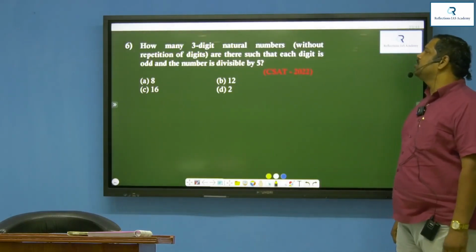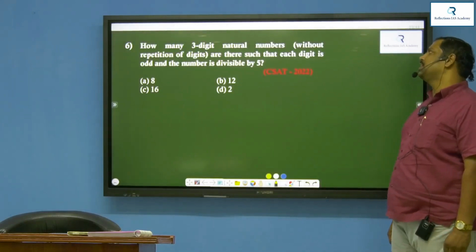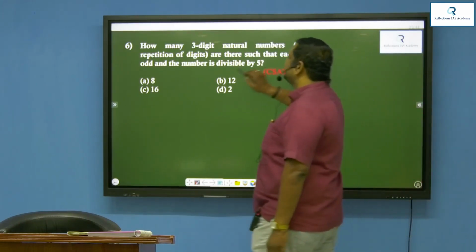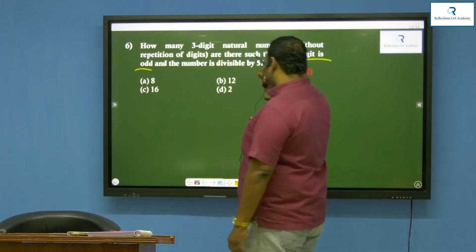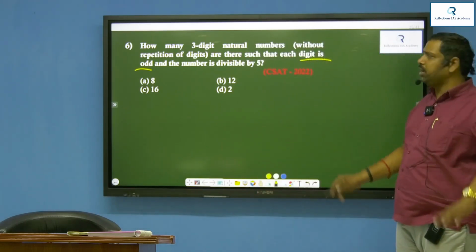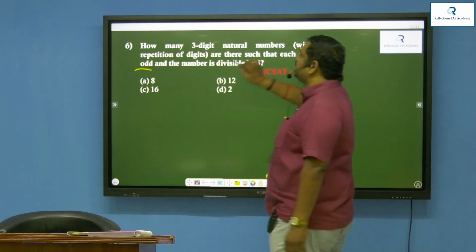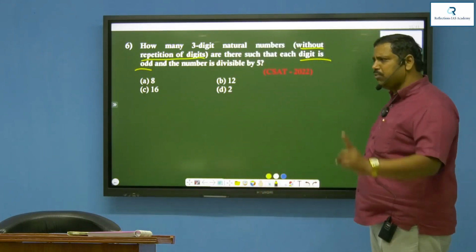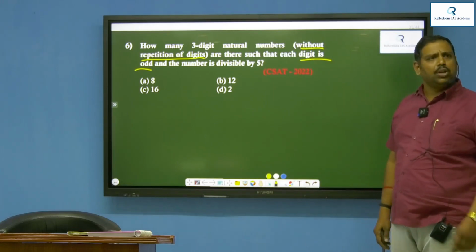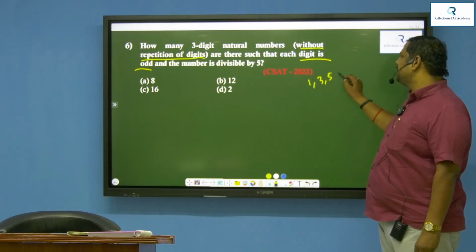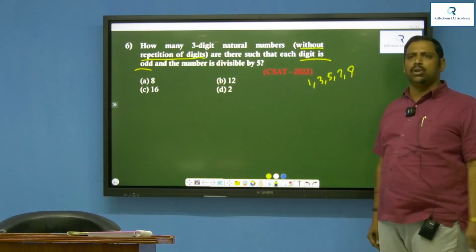How many 3-digit natural numbers without repetition of digits are there, such that each digit is odd, and the number is divisible by 5? Underline the words, each digit is odd. And repetition is not allowed. Digits actually means 0 to 9, but we have to take only odd: 1, 3, 5, 7, 9. These 5 only I have to take.